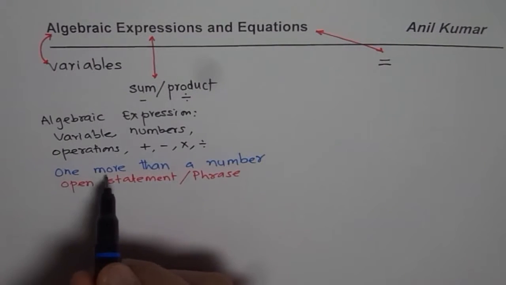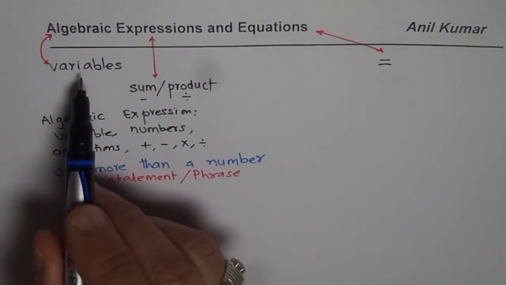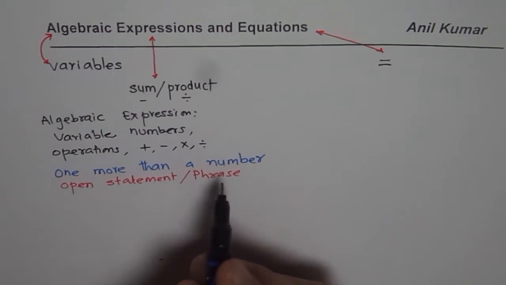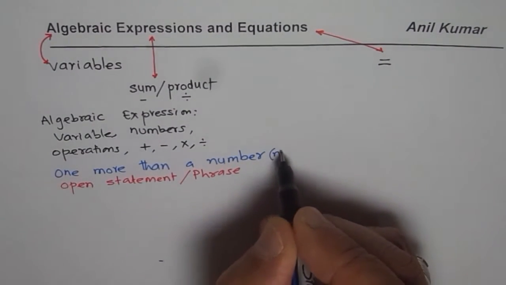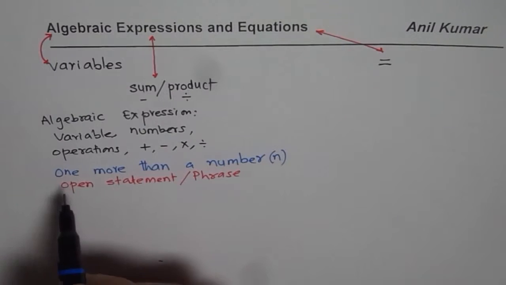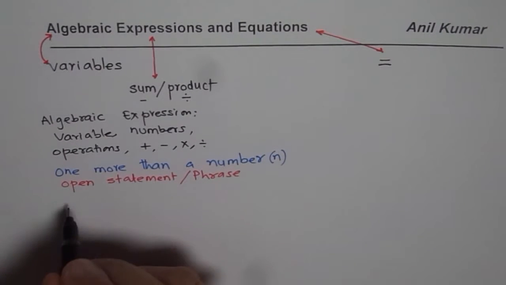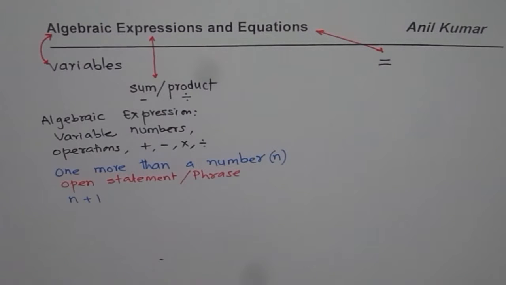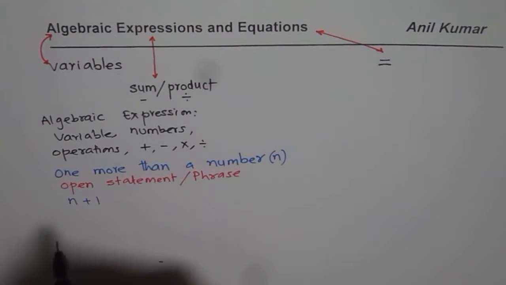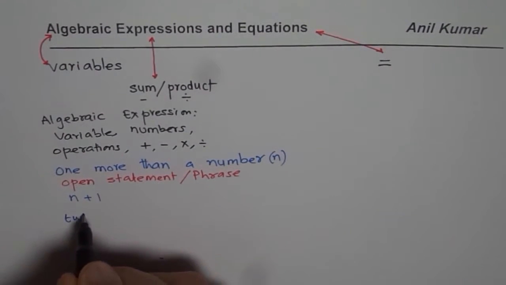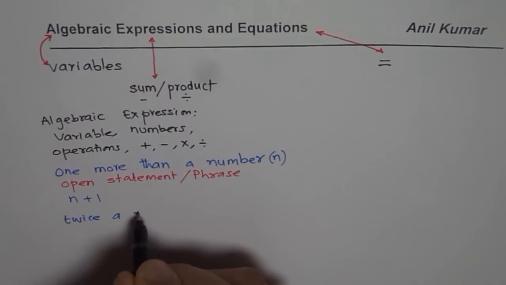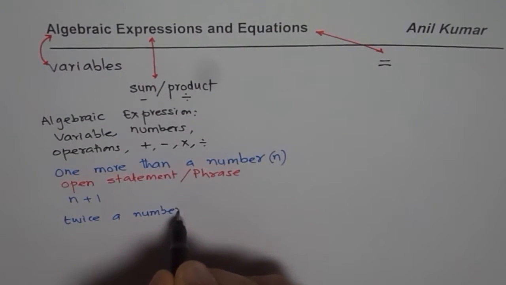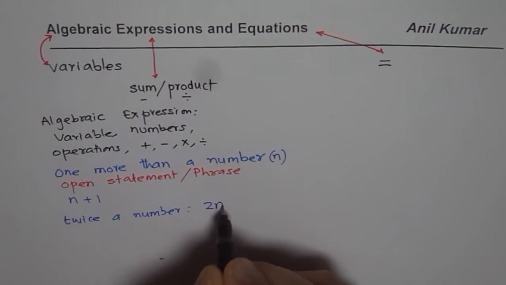We could write this as, first we need to define a variable, and let us say the variable for number is n, for example. In that case, one more than a number means n plus 1, correct? If I say twice a number, then it means 2 times n, right?